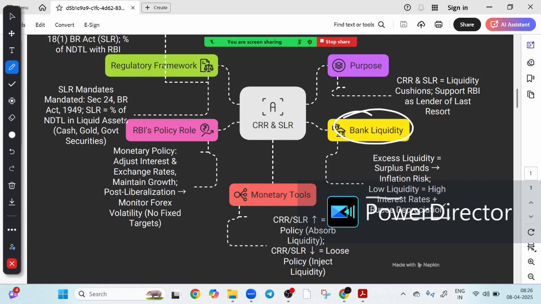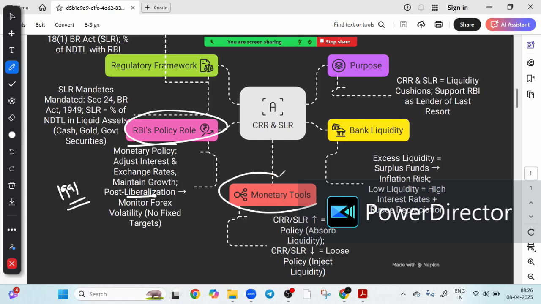Now let's talk about the RBI policy role. Through CRR and SLR, the RBI adjusts interest rates, manages exchange rates, and ensures economic growth. In the post-liberalization era, the RBI does not fix a strict target. Instead, it closely monitors market conditions, especially forex volatility. Remember, after liberalization, that is 1991, the post-liberalization period, the RBI does not fix a strict target, rather it closely monitors market conditions, especially forex volatility.